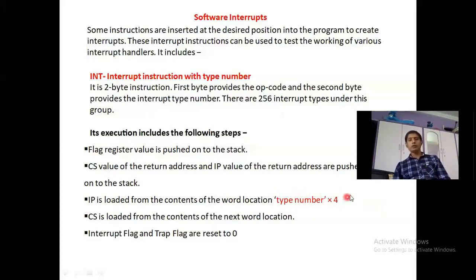If it is type 3, 3 into 4 is nothing but 12. 12 means C, with 4 zeros, C. Like that, where the type is changing from type 0 to type 255, that type into 4 is the address for selection of IP. CS is selecting the next 2 more addresses after this. Here also the interrupt flag and trap flag are all reset to 0.